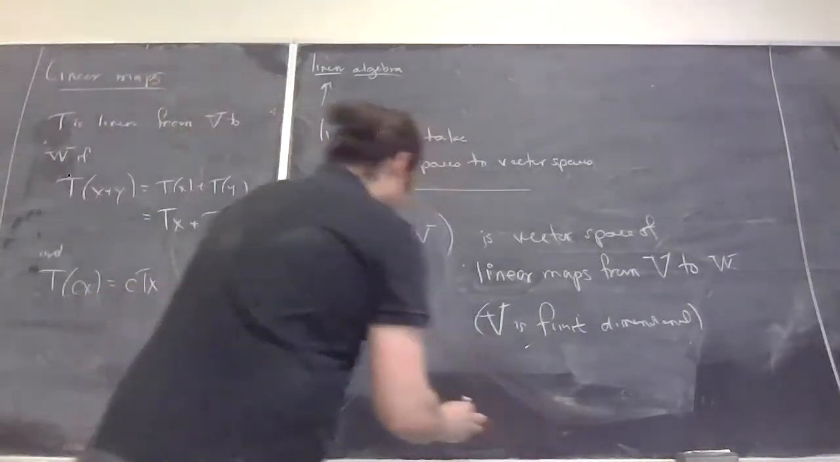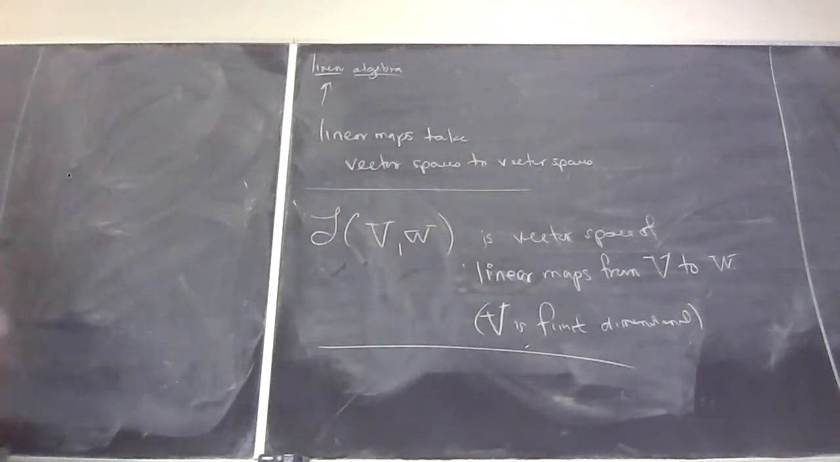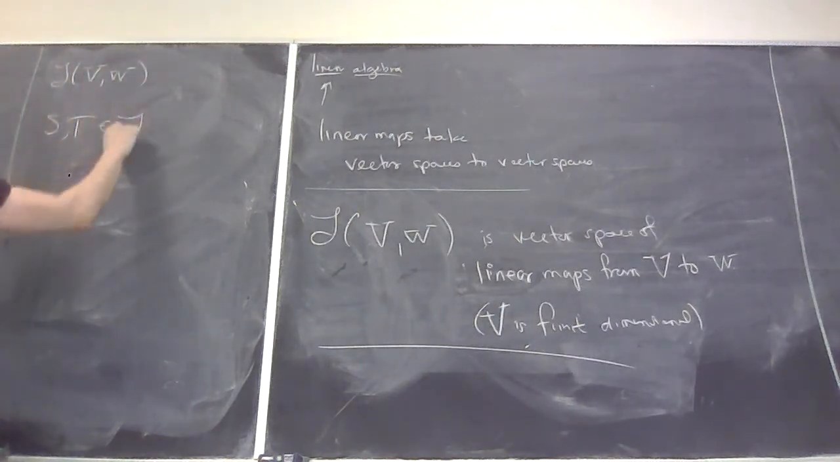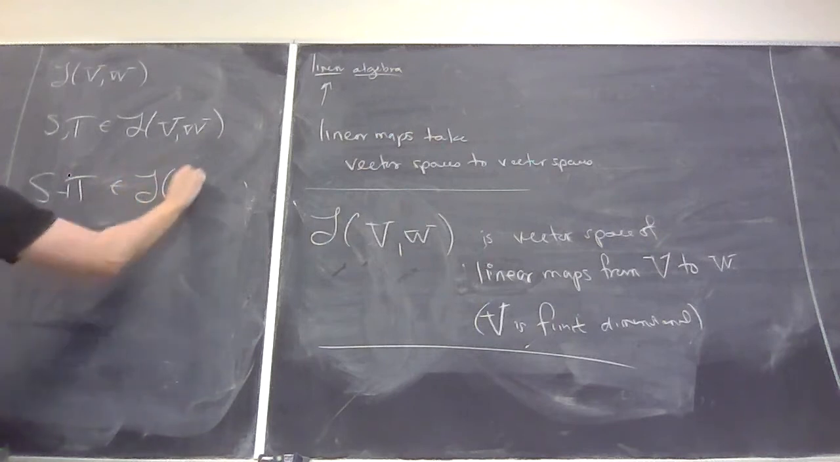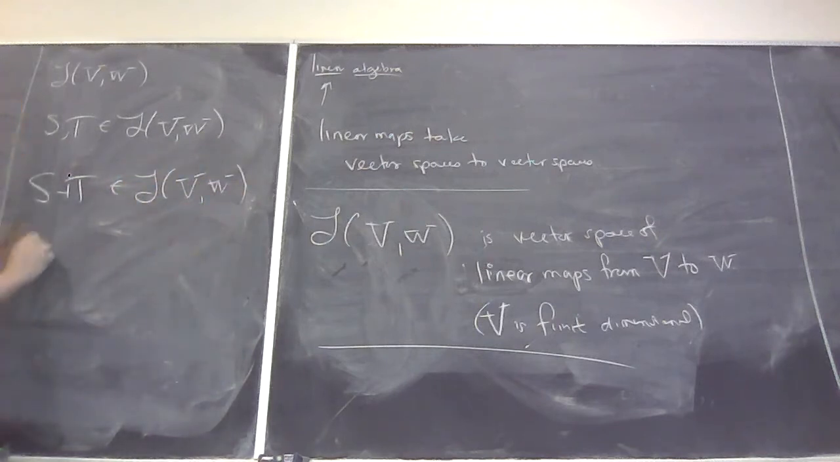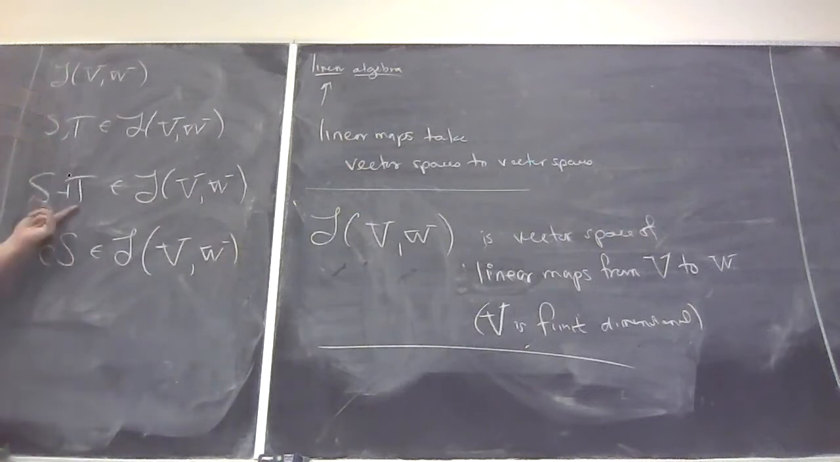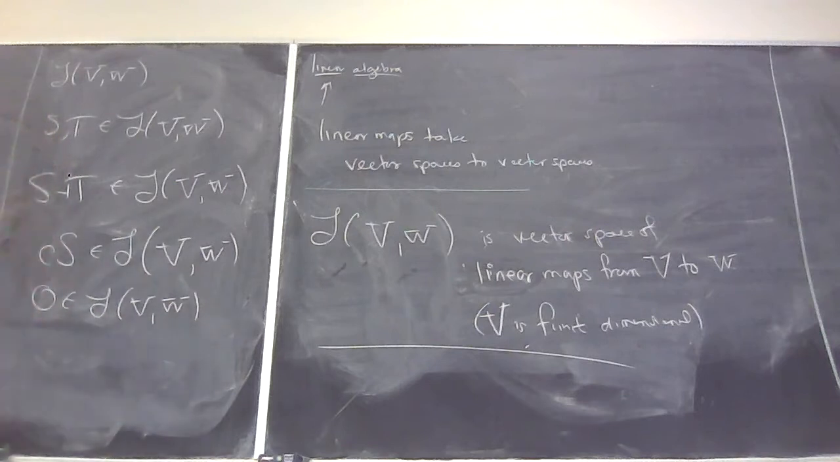So the operations are: if S and T are elements in this space, then S plus T is in the space, and also C times S will be in the space as well. Taking two linear functions and adding them gets you a linear function. Taking a linear function and multiplying it by a scalar gets you a linear function. This is what we mean by this being a vector space, with these operations. Also, 0 is a linear operator. It's not a very interesting one, but turning everything into 0 is a linear operation.